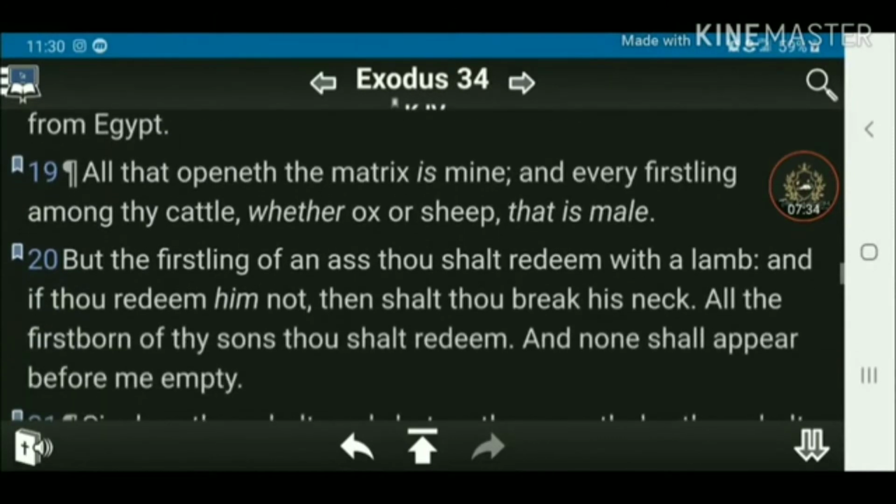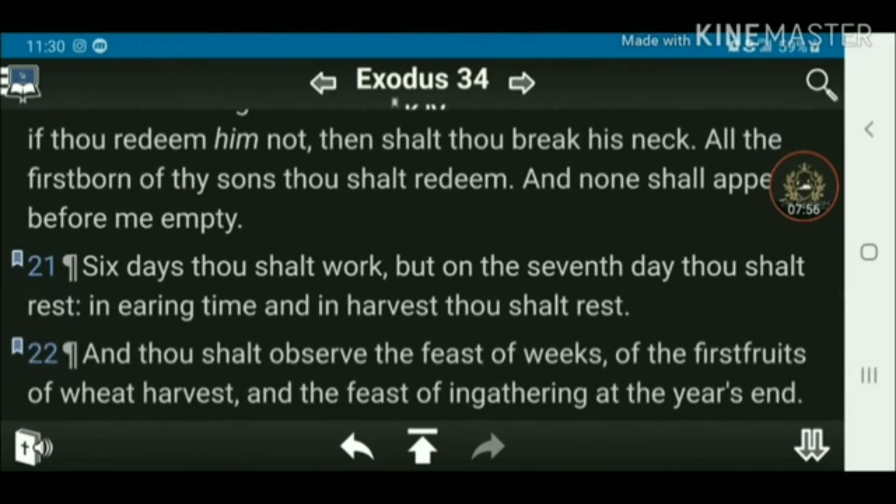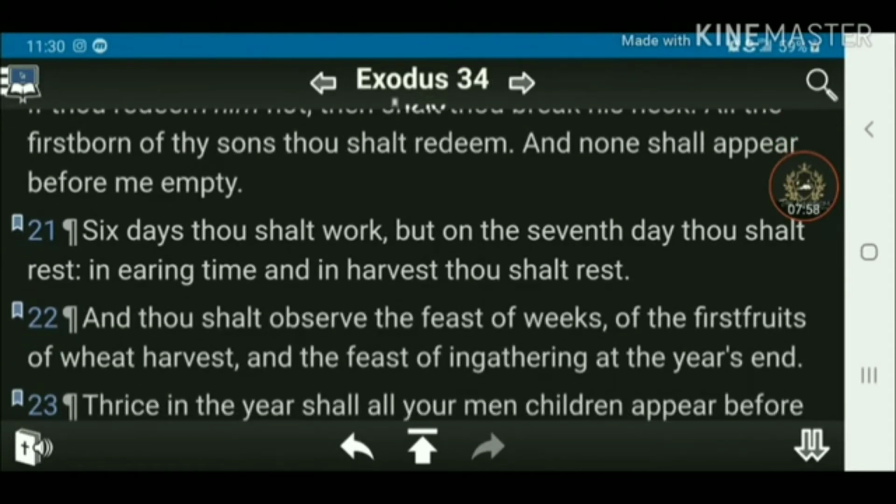All that openeth the matrix is mine, and every firstling among thy cattle, whether ox or sheep, that is male. But the firstling of an ass shalt thou redeem with a lamb, and if thou redeem him not, then shalt thou break his neck. All the firstborn of thy sons thou shalt redeem, and none shall appear before me empty. 6 days shalt thou work, but on the 7th day thou shalt rest. In earing time and in harvest thou shalt rest.